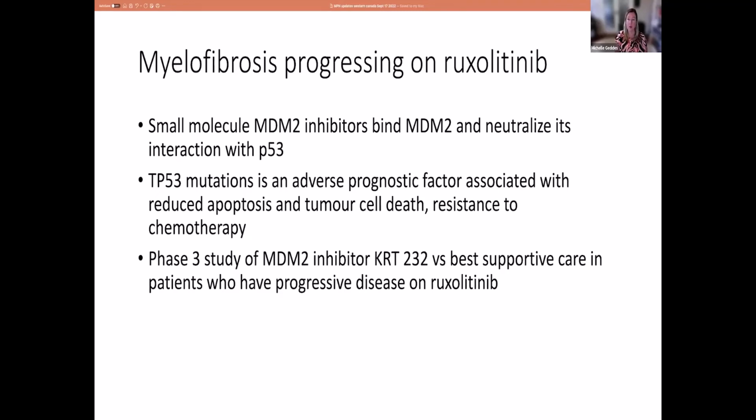So this is a new novel mechanism of action, and there's a phase 3 trial for patients who are progressing on ruxolitinib, randomizing them to the KRT 232 versus best supportive care. And patients can have had fedratinib as well. So if you have progressed on that, this is a potential treatment option for people without a lot of other good options right now.